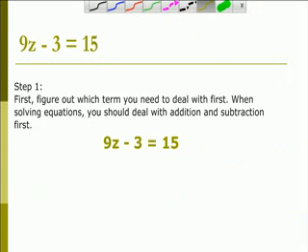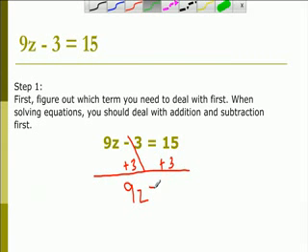Now, step 1, the first step was to figure out what we're going to get rid of first. To figure out which term you need to deal with first when solving equations, you should deal with addition and subtraction first. So that's what we did. Let's go ahead and finish this out. We're going to add 3 to both sides. If we add 3 to both sides, our 3's cancel out. Our 9z is brought down. 15 plus 3 is 18. So we are left with 9z equals 18.